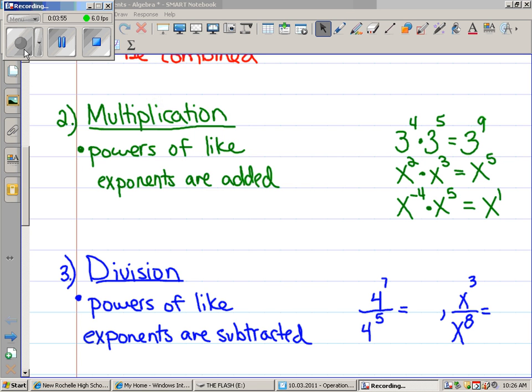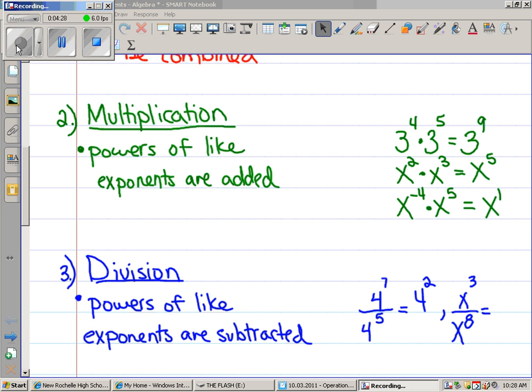Okay. Guys, now we talked about multiplication. You add the powers. What do you think happens to division? Division is the opposite of multiplication. What do you think you do to the powers? You subtract them. So 4 to the 7th divided by 4 to the 5th equals what? You subtract the powers. 4 to the 2nd. Very nice. Yep, you subtract those powers.